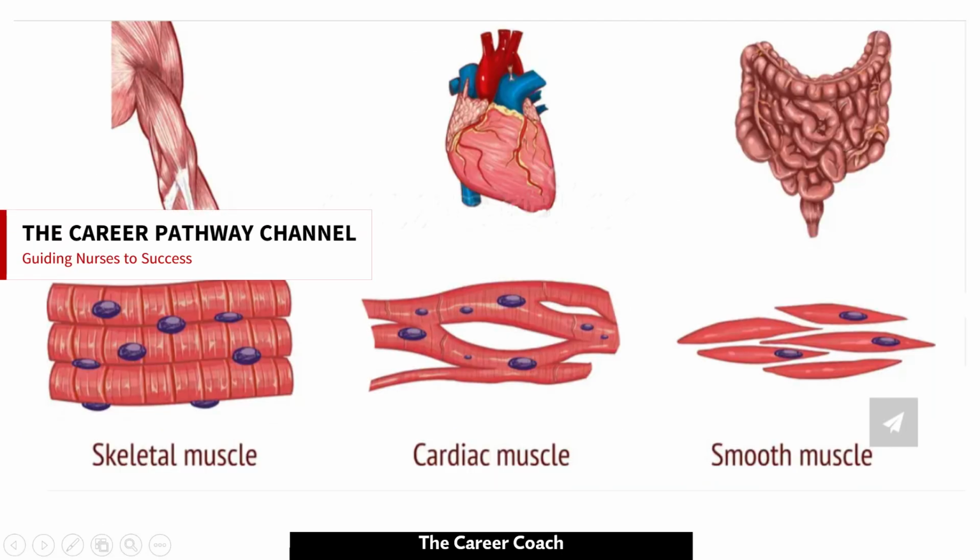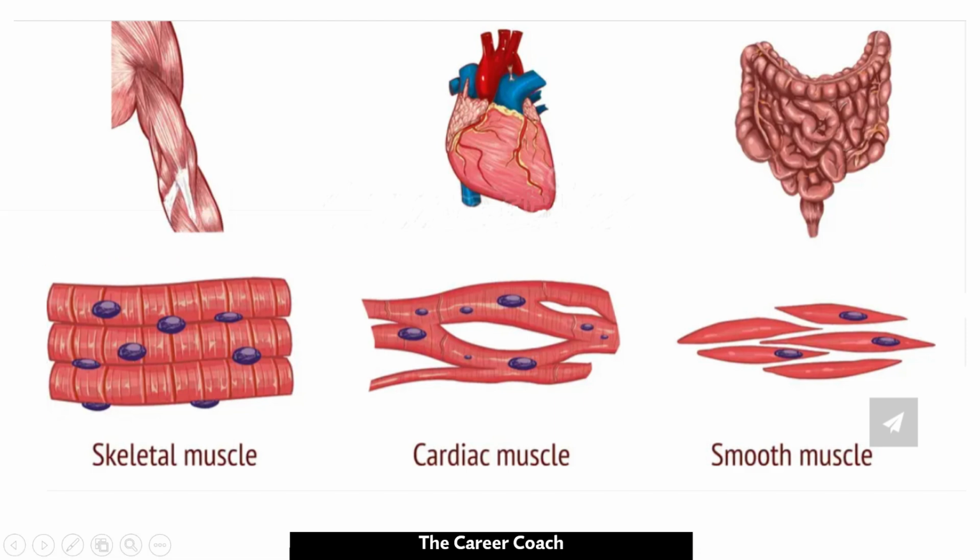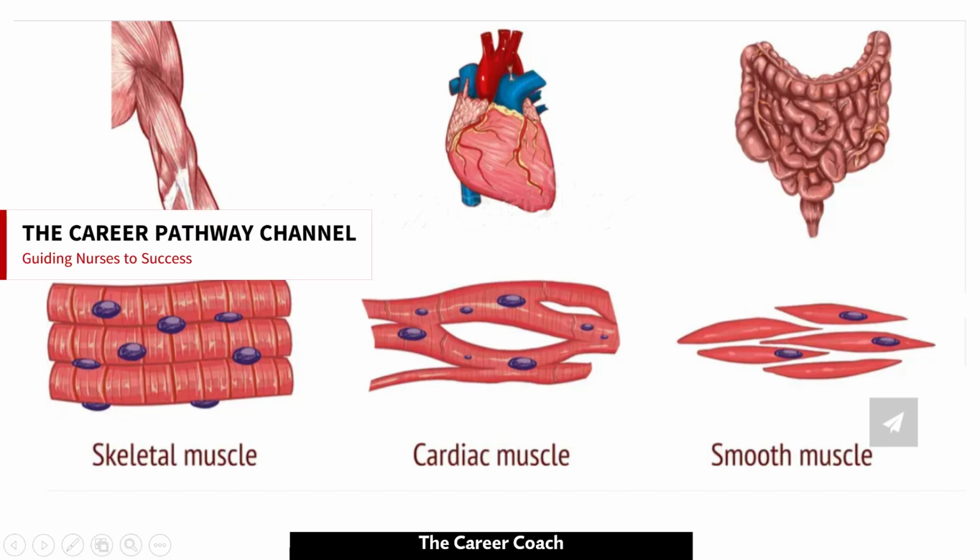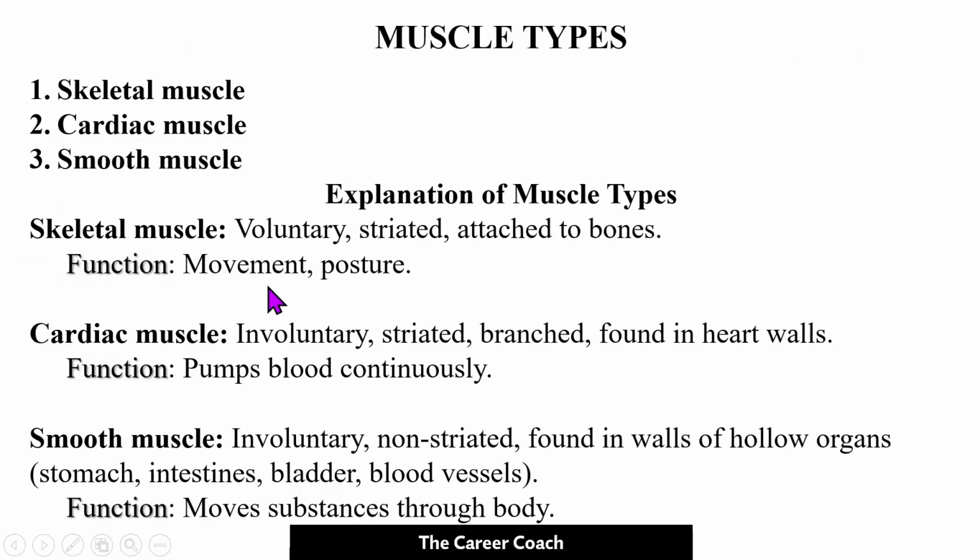Let's explain them. The skeletal muscle is voluntary, it is striated, and it is attached to the bones. Its function is for movement and for postures. The next is the cardiac muscles. The cardiac muscles are involuntary, they are striated, they are branched, and they are only found in the heart walls. They function to pump blood continuously.